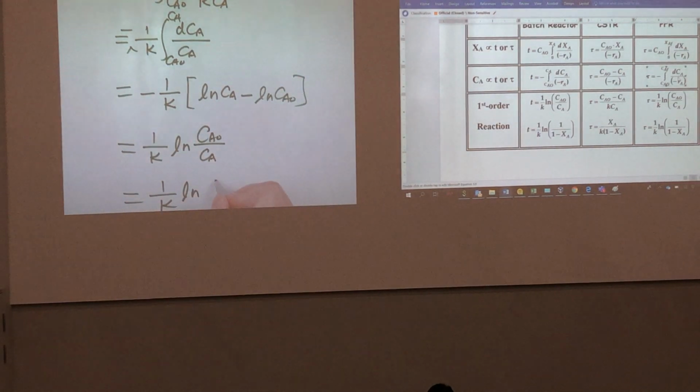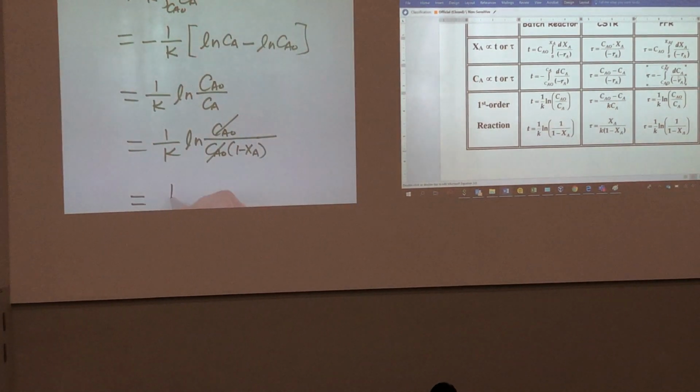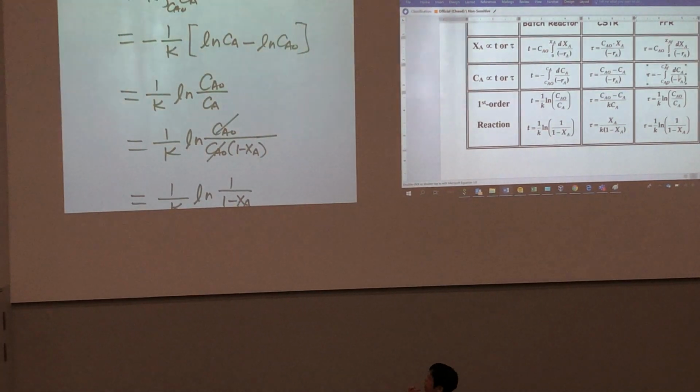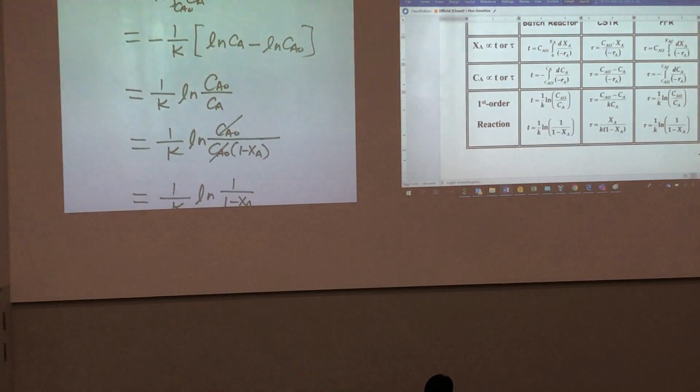If you write by conversion, one more step. Okay, so this will be cancelled. Okay, so this is for first order. This is on how those two equations are derived here, this part and this part. Okay? So this is for first order plug flow. Any questions? You should know, please, everybody, you go back home and practice. Then second order.